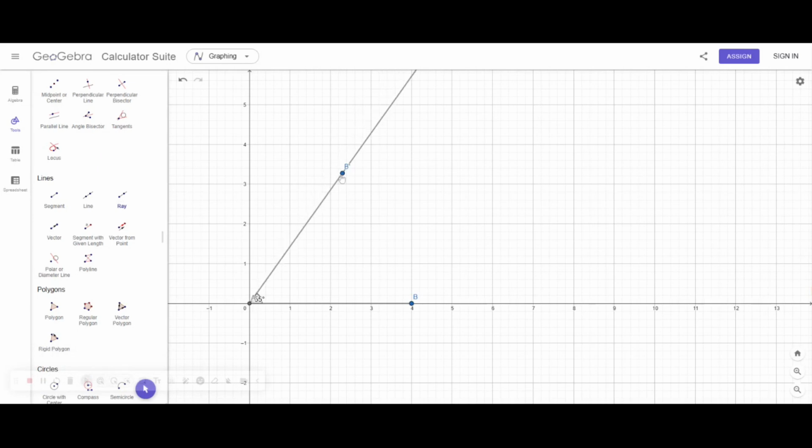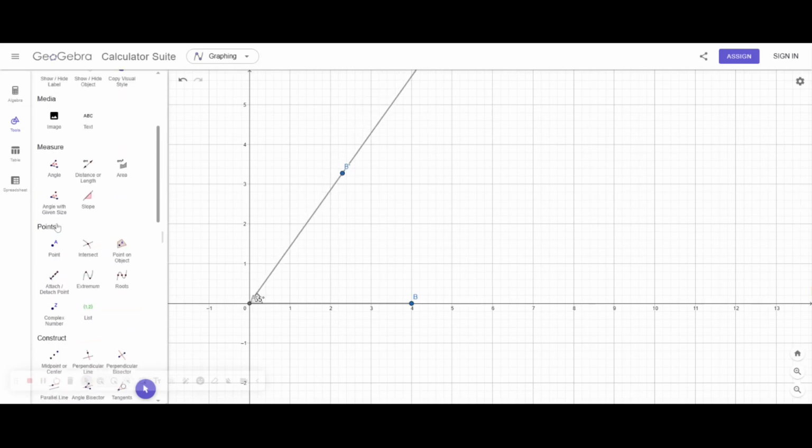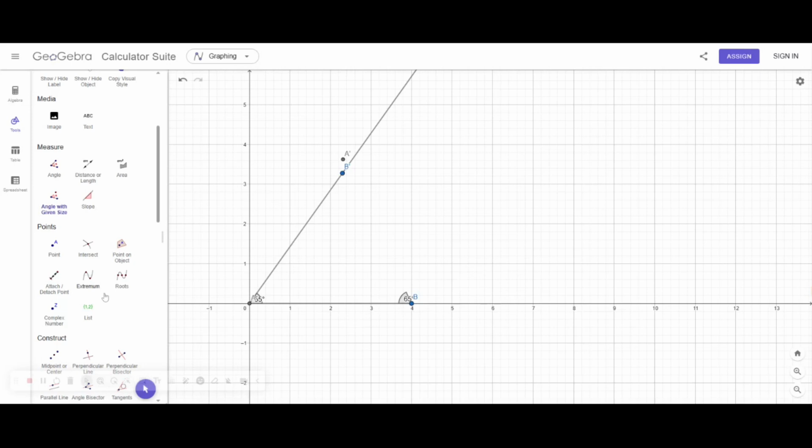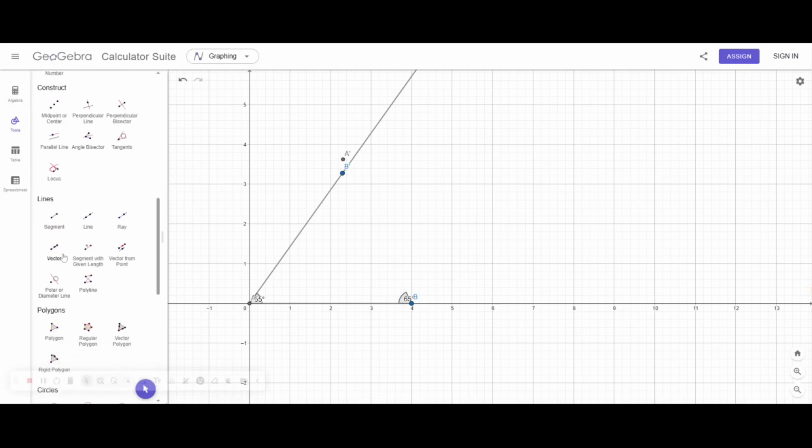So first I make a ray so that I have that line for reference later. And now I'm going to go back and I'm going to do the same thing on the other side, except A and then B in this case, because I want B to be my vertex. And I'm also going to make sure that it's clockwise so that it heads the other direction, so that it heads above the x-axis. And then I make another ray from B to A prime in this case.